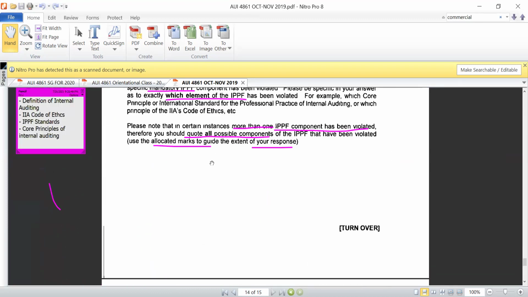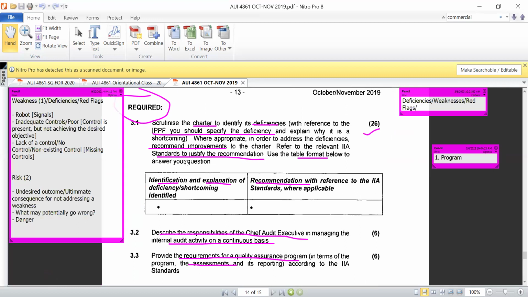Now let's come back to the real issue, which is on question 3, right? I'm going to read question 3.1 again. So they say scrutinize the charter to identify its deficiencies. With reference to the IPPF, you should specify the deficiency and explain why it is a shortcoming or why it is a deficiency. Where appropriate, in order to address the deficiencies, recommend improvements to the charter. Refer to the relevant IIA standards to justify the recommendation. Use the table format below to answer your question.